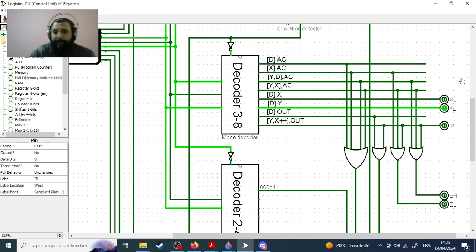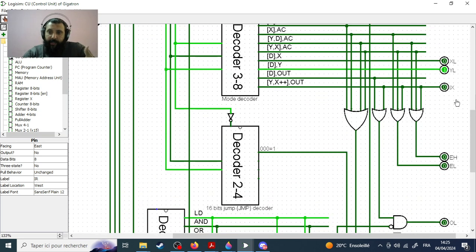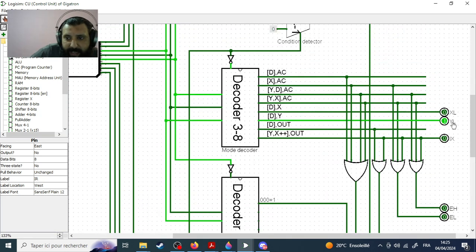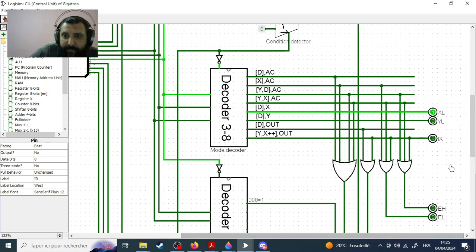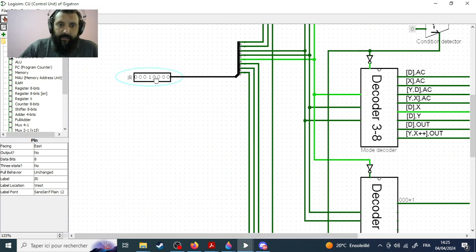XL and YL. Only one control signal activated? In this case, it's only one. But if you activate some other lines, there are others. If I choose, for instance, this one, you will have multiple signals for this one too. But anyway, if you activate, for instance, the sixth.